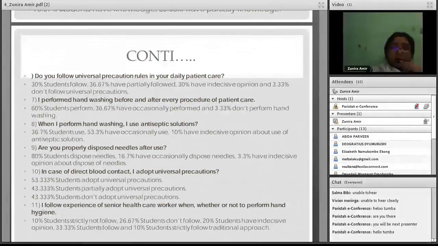Do you follow universal precautions in your daily patient care? 30% of students follow the precautions in daily patient care, 36.67% follow partially, and 30% do not.